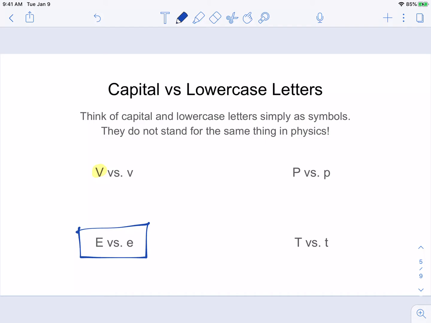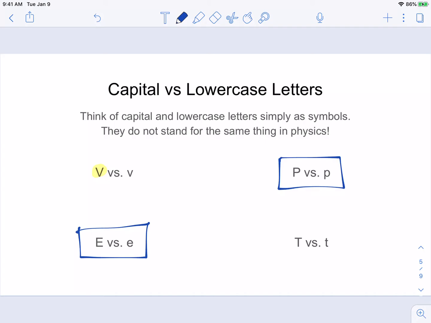Lowercase e stands for elementary charge, so the charge of an electron. A lot of times we use lowercase e. What do I have over here? Capital P versus lowercase p. So capital P, power. All right, that's something that we use a lot. And then for lowercase p, momentum.